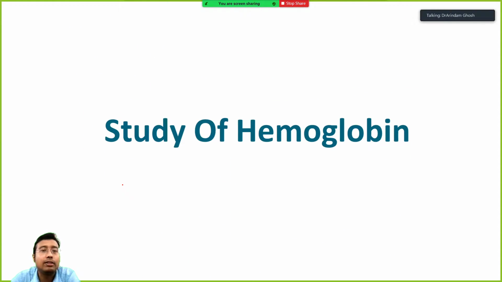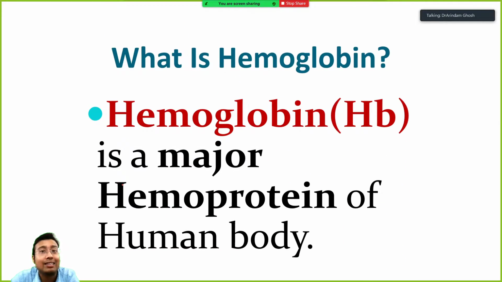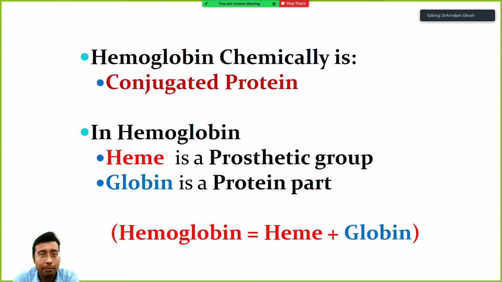How? For that we need to look at hemoglobin. Hemoglobin is the major hemoprotein of the body. There is no denying it. If you are asked to name the most important hemoprotein, it is of course hemoglobin. Again, I told you, a hemoprotein is a conjugated protein that has heme as a prosthetic group. Since hemoglobin is a hemoprotein, of course it will also be a conjugated protein, right?